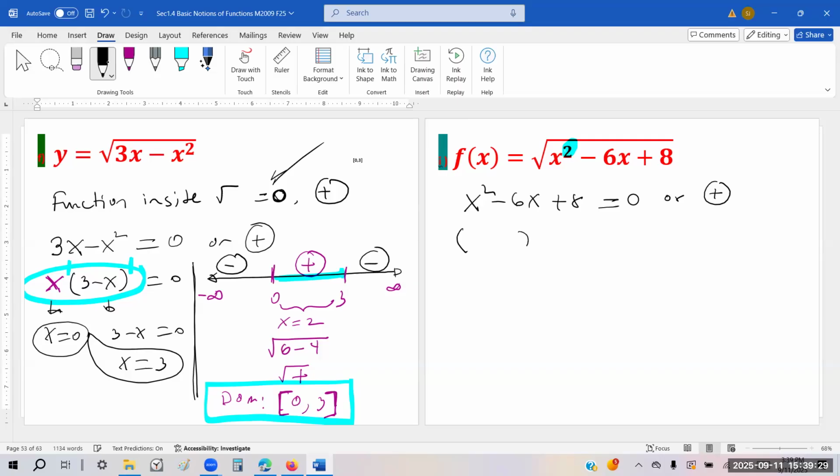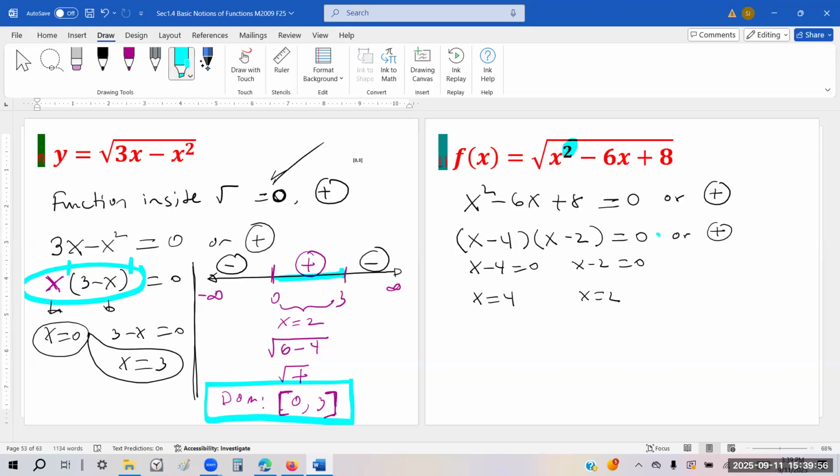And again, we have to factor, 0 or positive. What two numbers multiply to 8 and combine to -6? -4, -2. So you solve for x. X minus 4 equals 0, x minus 2 equals 0. So x equals 4 and x equals 2.